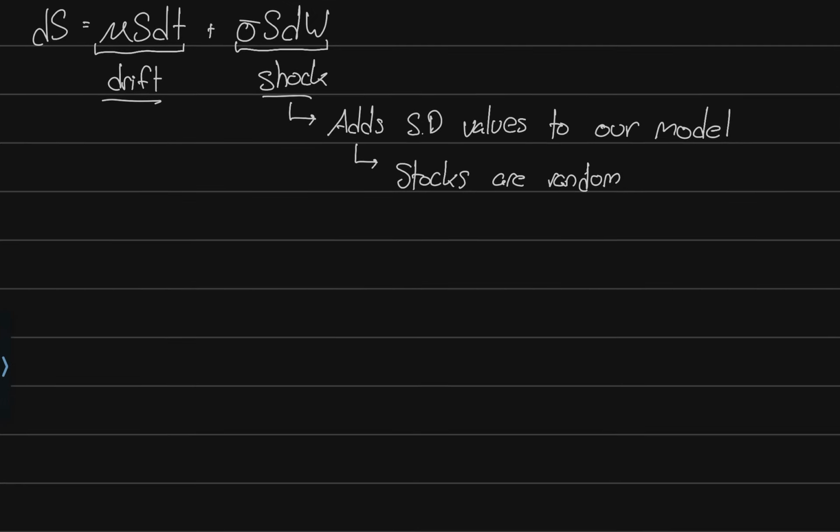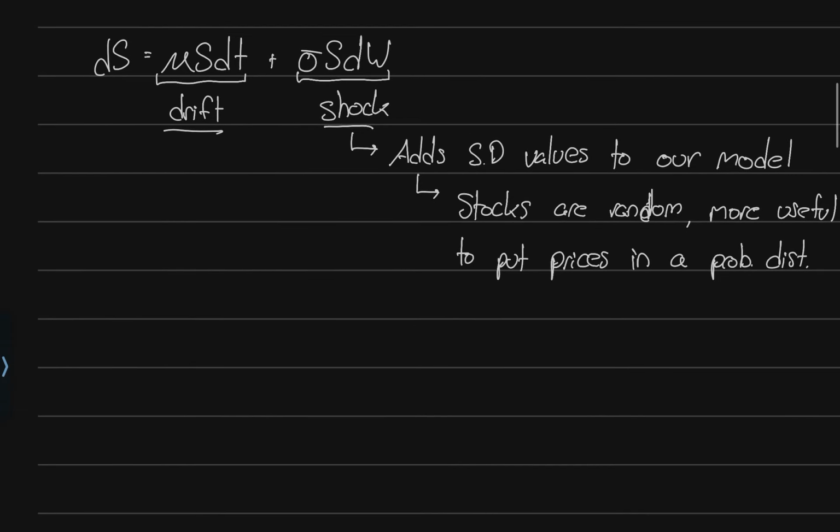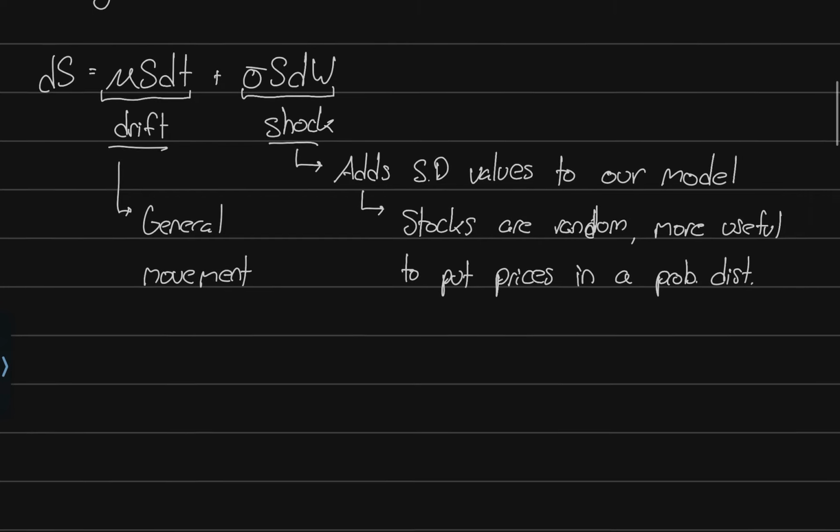And going off of this, because stocks are random, it's more useful to put prices in a probability distribution. And obviously our drift is just our general movement.